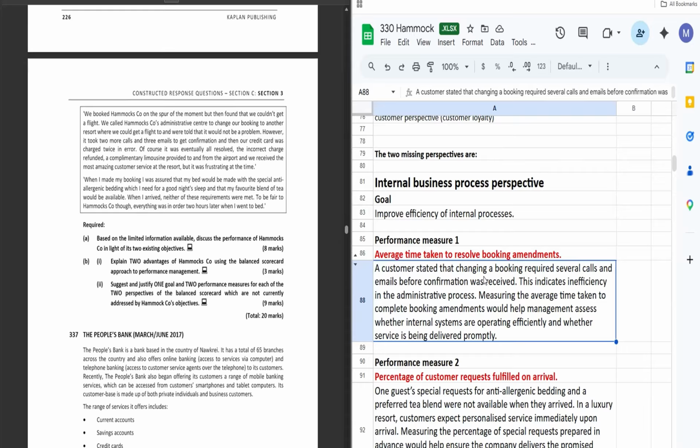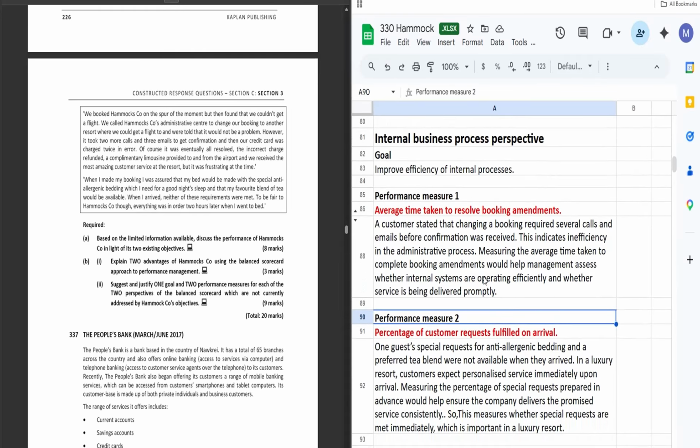Obviously, there are so many complaints from the administrative point of view, especially regarding bookings. So if we use the average time taken to resolve a booking amendment, the company can see whether their internal processes are efficient or not, and whether they are delivering the service promptly or not. Okay, so this will support the internal business process perspective. Now the next performance measure, because the question said two performance measures. If you only explain one, you won't get credit. You need to explain both.